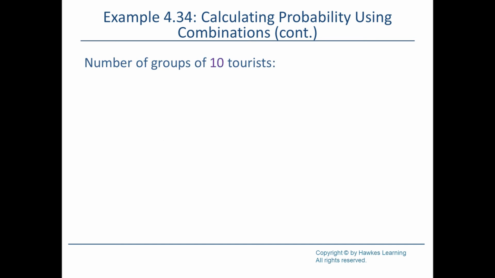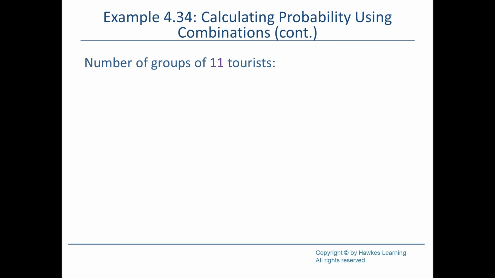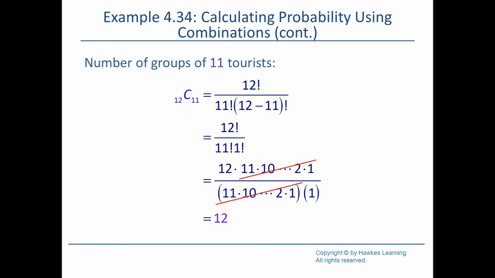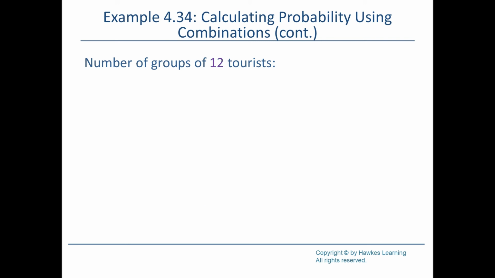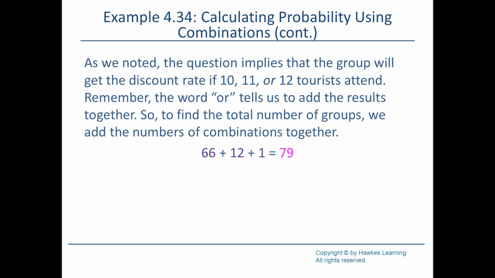So here's how to get the group of 10 tourists. It's 12 choose 10, group of 11, 12 choose 11. Remember that 12, by the way. And 12 choose 12, which is just 1. As we know, the question implies that the group will get a discount if 10, 11, or 12. So the number of ways is just the sum of those, 66 plus 12 plus 1. So there are 79 ways that this group can get that discount.